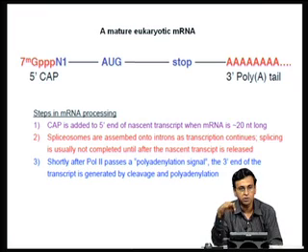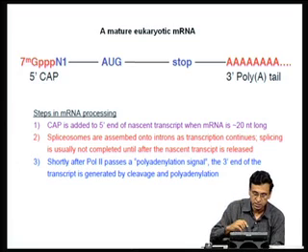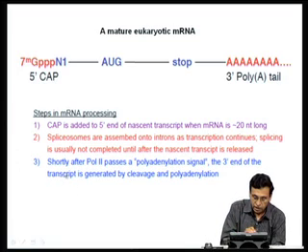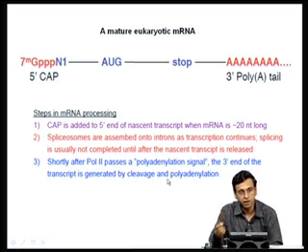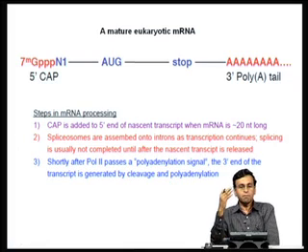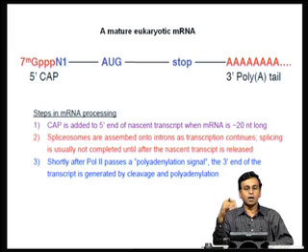So the distinction between capping and splicing is that capping is co-transcriptional, whereas splicing is initiated co-transcriptionally and completed post-transcriptionally. Now, shortly after the RNA polymerase II passes the polyadenylation signal, the 3' end of the transcript is generated by cleavage, and then polyadenylation takes place. So the three RNA processing mechanisms, capping, splicing and polyadenylation, are either co-transcriptional or co-transcriptional as well as post-transcriptional.